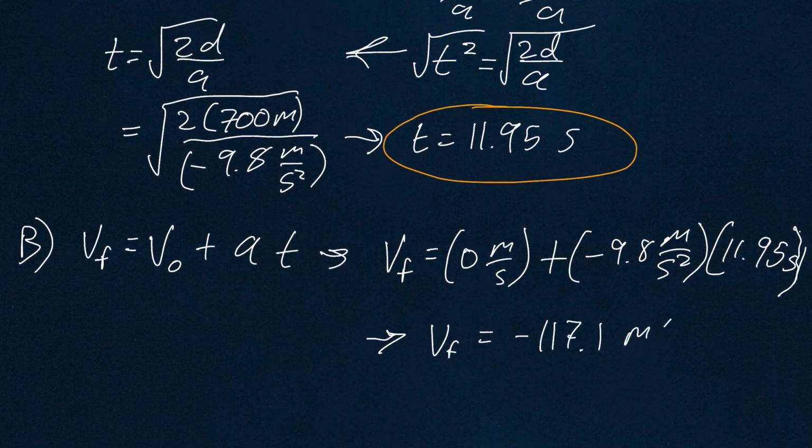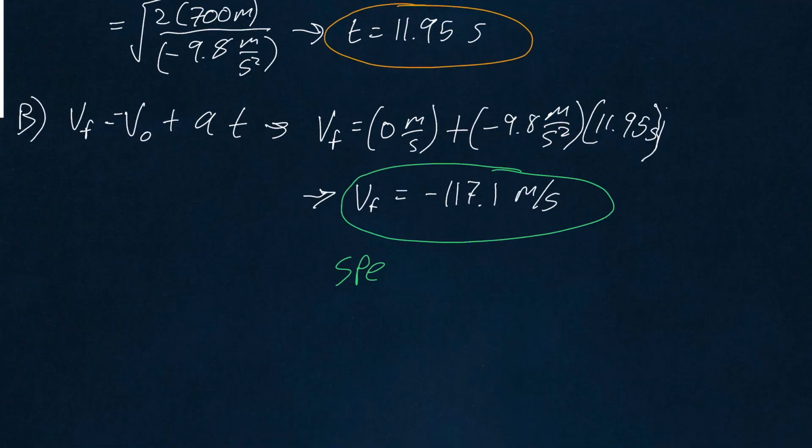So now if we plug that into our calculator, we get Vf equals negative 117.1 meters per second. But this problem also asks us to solve for speed, and since speed has no positive or negative sign associated with it, we know that speed is a positive 117.1 meters per second.